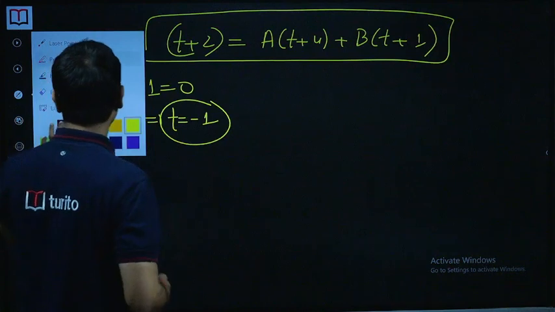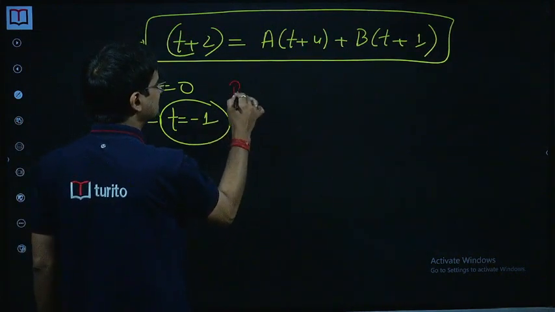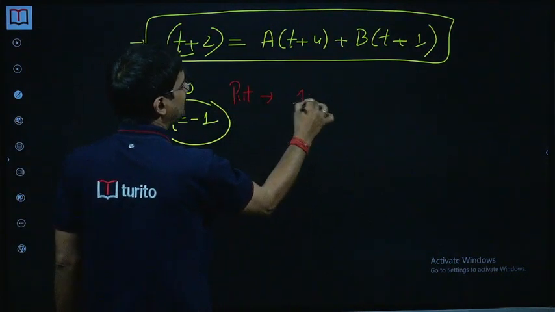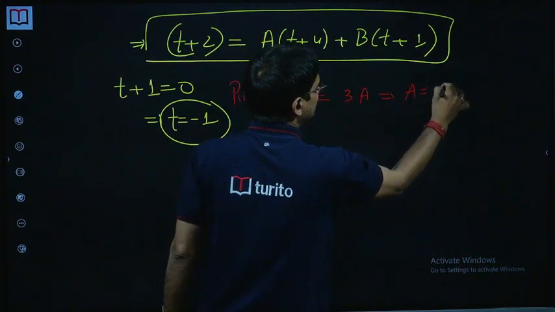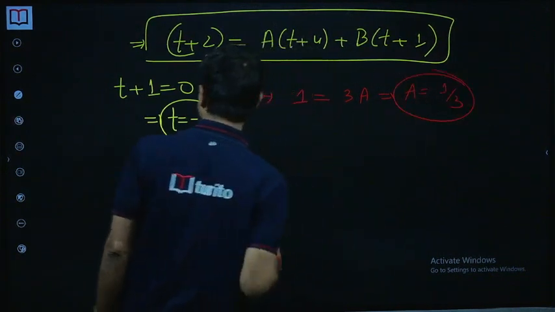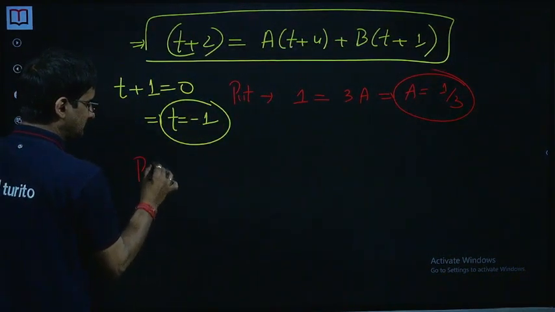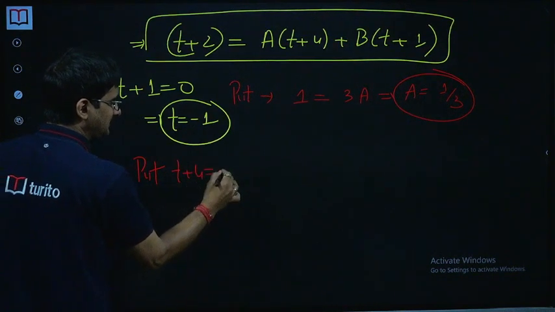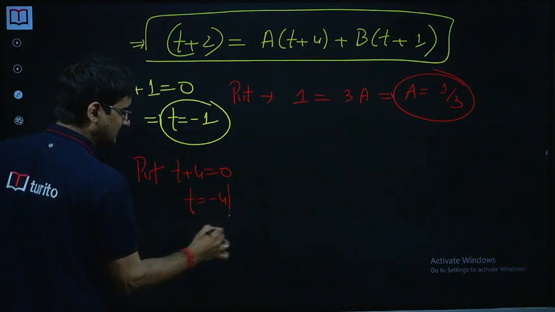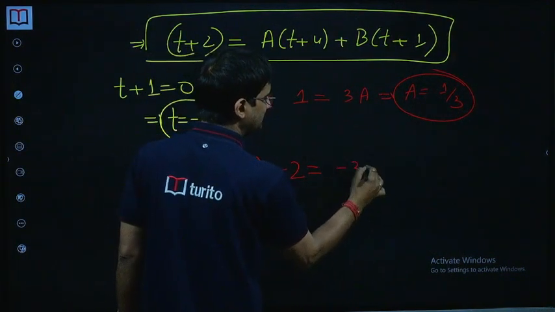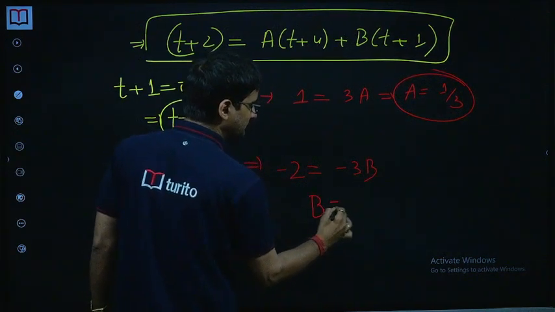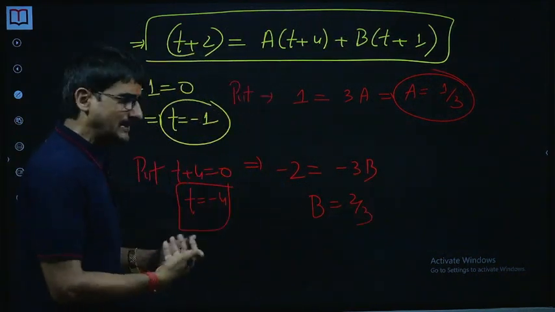Okay. So what do we do? So put t is equal to minus 1 here. So you get 1 here, and then this is 0 and 3a. See, you got a, which is 1 by 3 here. Similarly, put t plus 4, another linear factor, as t is equal to minus 4 here. And what do you get? Minus 2 is equal to a gone, minus 3b. And b is nothing but 2 by 3.